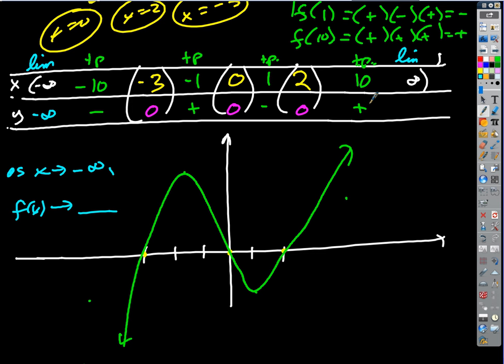What about on the other side? If I take a limit of the function as x approaches infinity, I can never get there, but what's its behavior? It approaches infinity, right? So we could fill in those blanks. As x approaches positive infinity, f of x approaches infinity, right? Okay, and that's pretty much all we need to do to sketch a function.